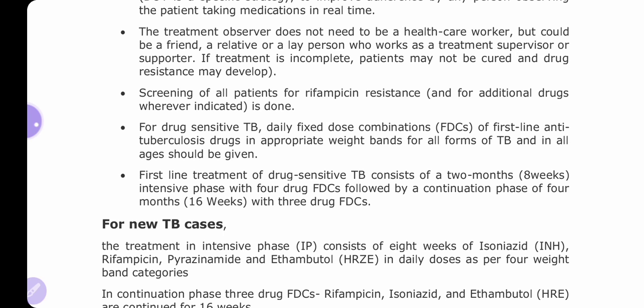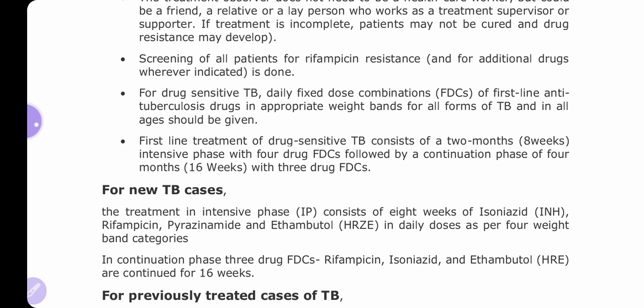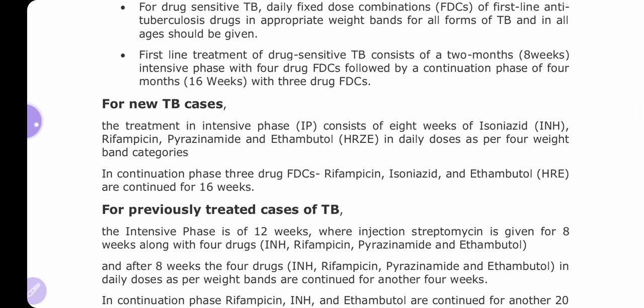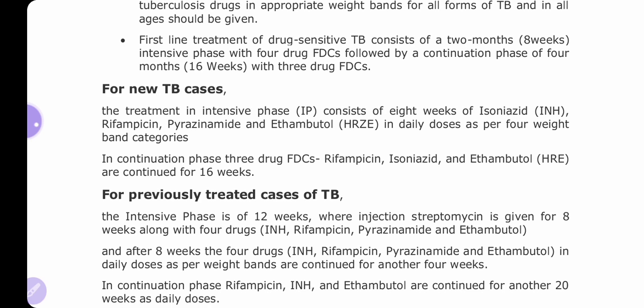And the first fixed dose combination therapy is given in that dosing schedule with 3 drugs of FDCs. So in first line there are 4 drugs used, and in continuation phase 3 drugs are used in FDC. So we are going to see that in detail now. For new TB cases, the treatment in intensive phase consists of 8 weeks of isoniazid, rifampicin, pyrazinamide, and ethambutol. So HRZE should be remembered, and intensive phase includes these 4 drugs in daily doses as per weight bands.